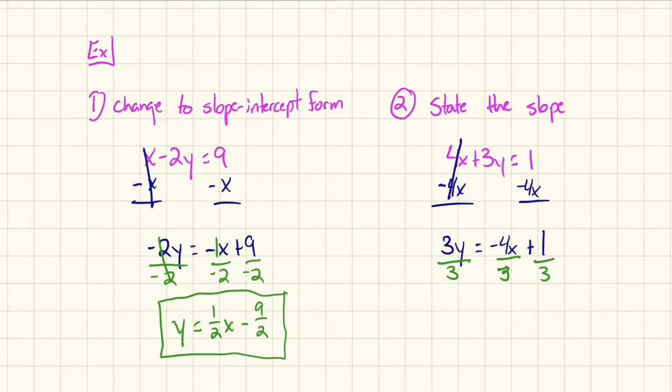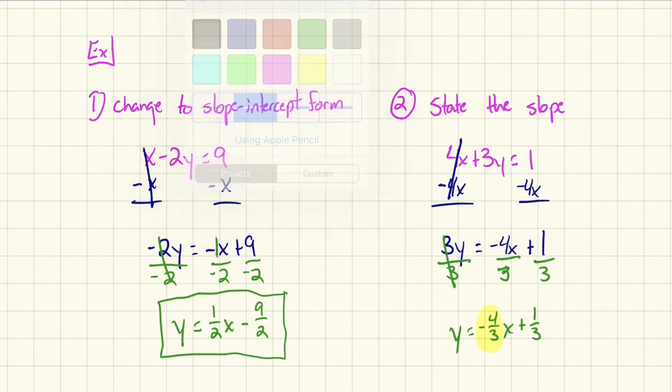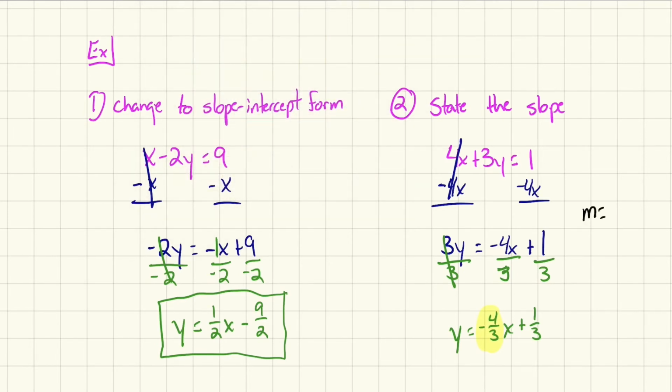Everything. So, the 3's cancel. y equals negative 4 divided by 3 is just negative 4/3 x, and 1 divided by 3 is positive 1/3. So now I've got that into slope-intercept form, which is helpful because now I can find my slope, and I know that my slope is equal to negative 4/3.